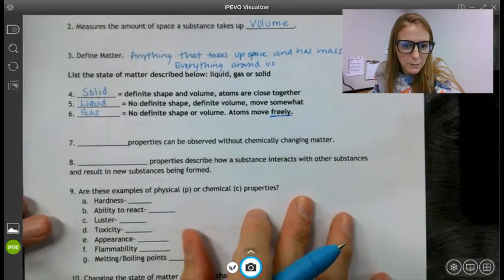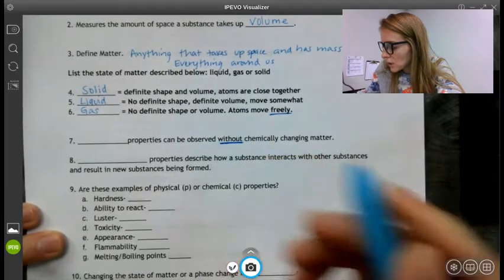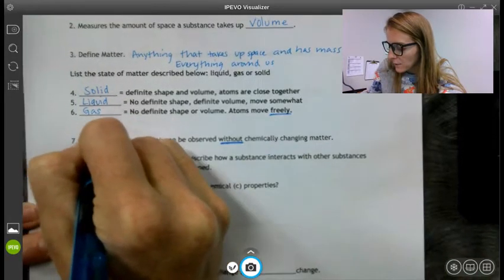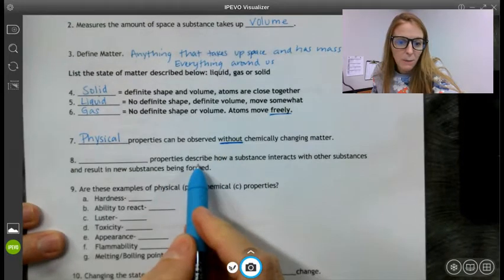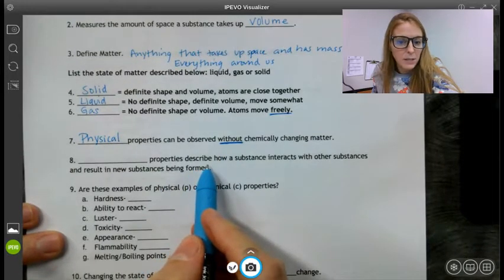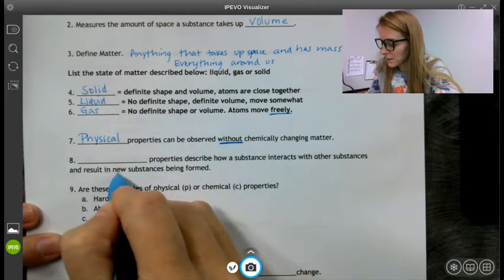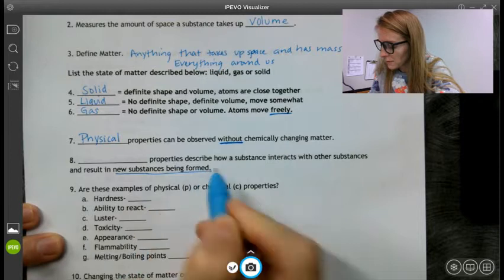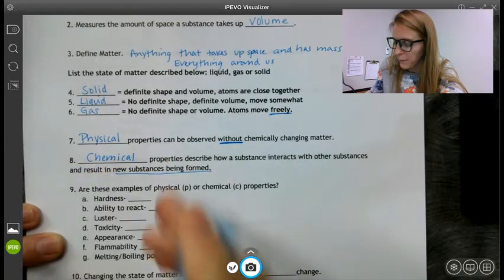These properties can be observed without chemically changing matter. So without chemically changing, and it's a property, is going to be physical. And then these properties are going to describe how a substance interacts with other substances, and a new substance is formed. So key thing there, new substance is formed. That's chemical properties.